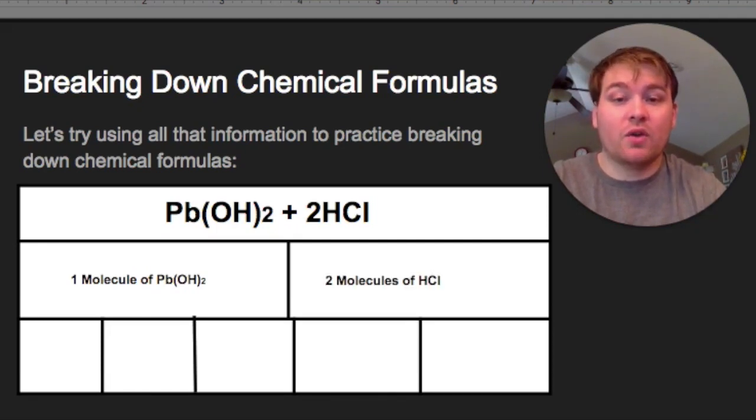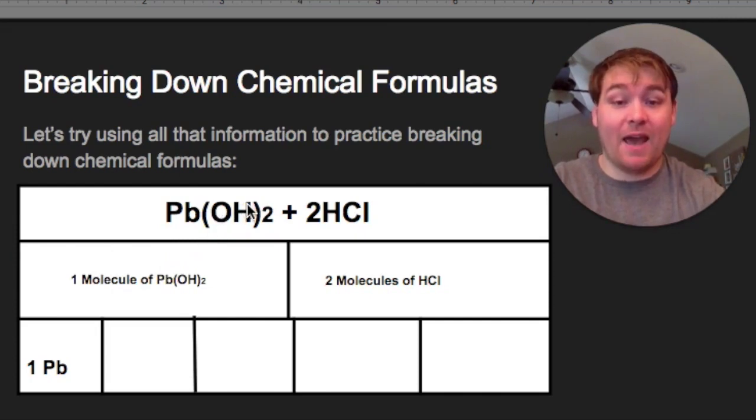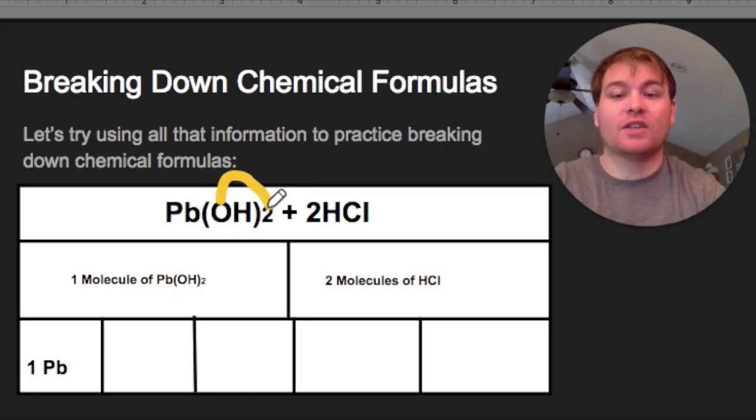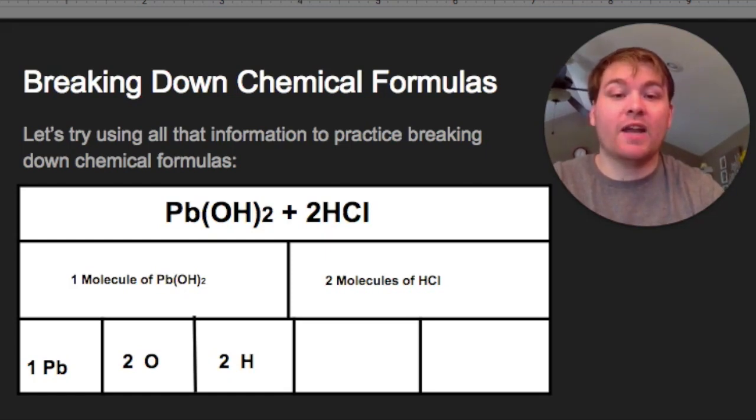So what do I do now that I'm trying to break them down by the number of elements? Well, for Pb, it's simple, it's just 1, but it does get tricky with that parenthesis. In math, whenever you're multiplying across a parenthesis, you multiply to everything inside of it. And that's what we're going to do here. 2 times the 1 oxygen and 2 times the 1 hydrogen. So that means I'm going to have 2 O's and 2 H's. On the other side, I have no subscripts, which means there's only 1 H and 1 Cl. But my coefficient is 2, meaning I have 2 of each of those things.